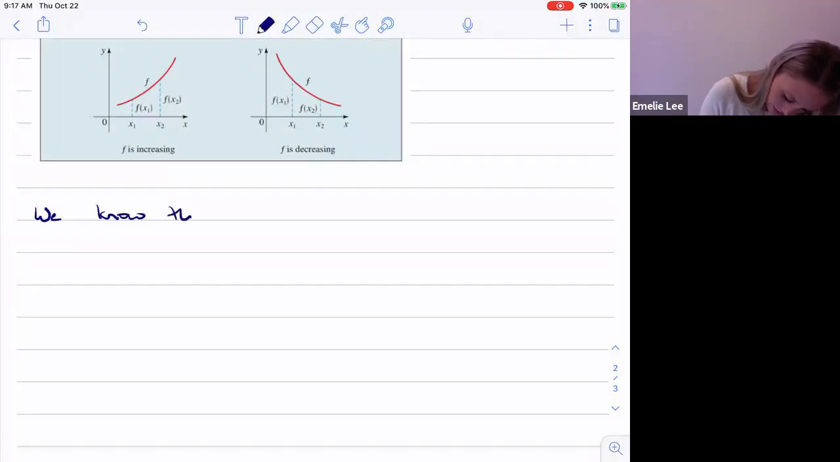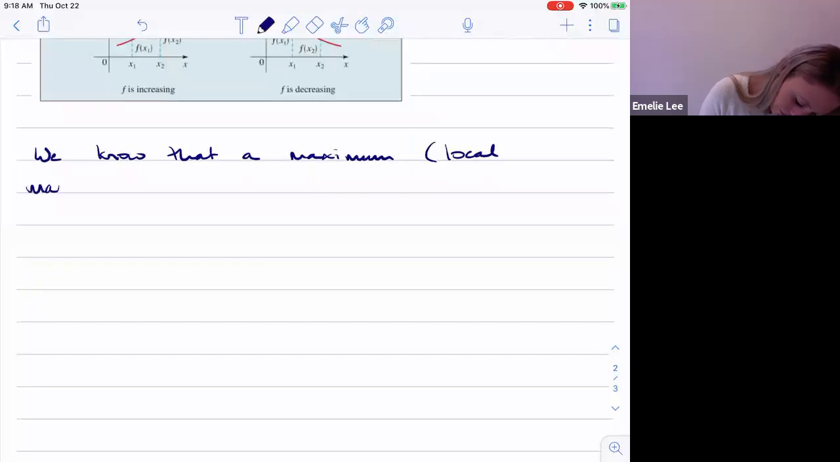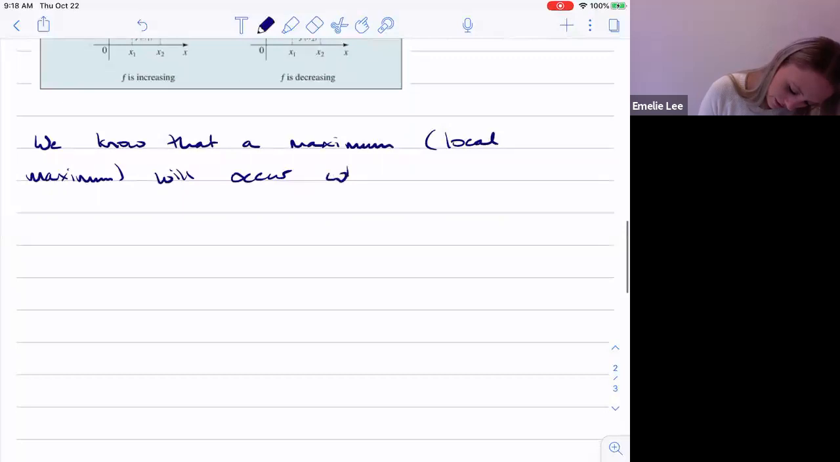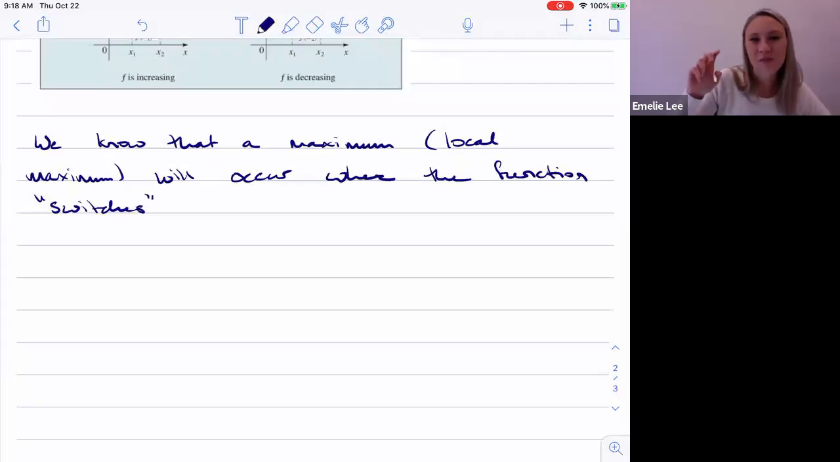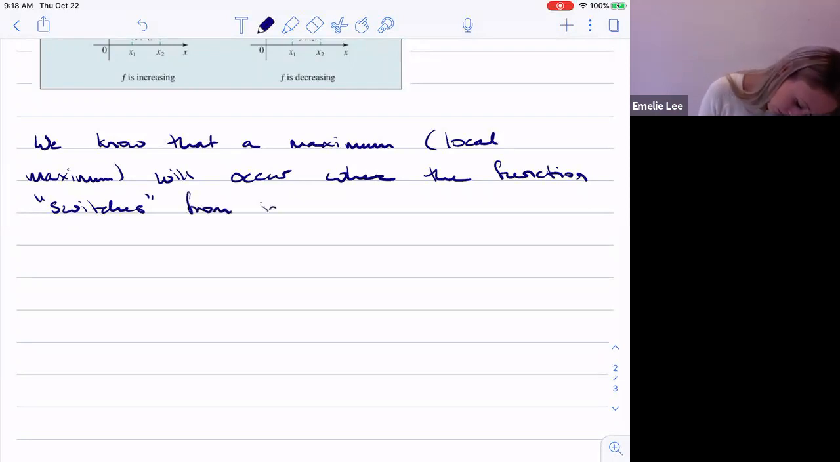So we know that a maximum value, I'll put in brackets a local maximum, will occur where the function switches, I'll put switches because it's not really like a term, but it switches from increasing to decreasing.